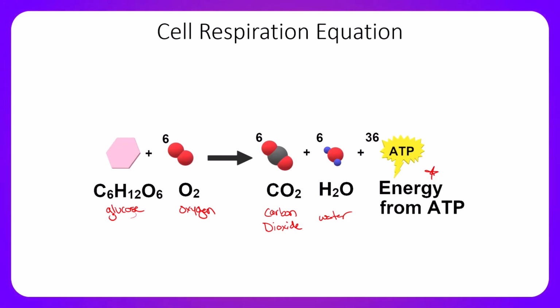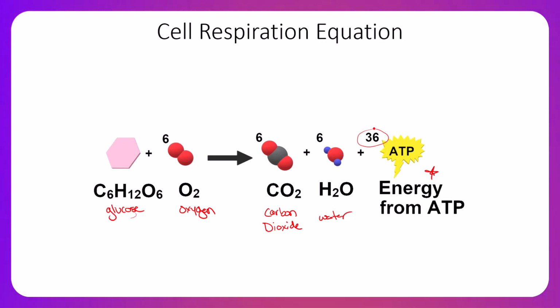Now, this is the equation. Glucose plus oxygen yields carbon dioxide plus water plus the energy from ATP. If we balance the equation, it's one glucose molecule, C6H12O6, plus 6 O2 molecules, yields 6 CO2 molecules, 6 H2O molecules, and a total of 36 ATP.